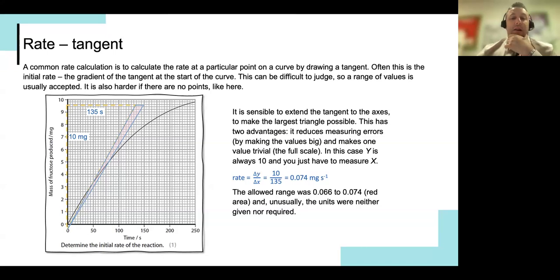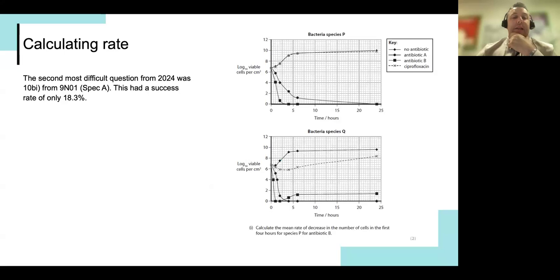So it is. So you can see there, just an example of that. Have a look at this particular question. This is the second most difficult question overall for the 2024 series. This was from specification A. Hopefully you can see we're looking at a bit of a split between the two specifications.